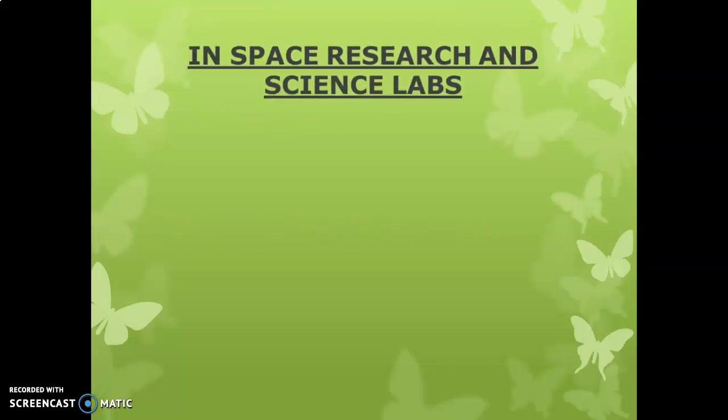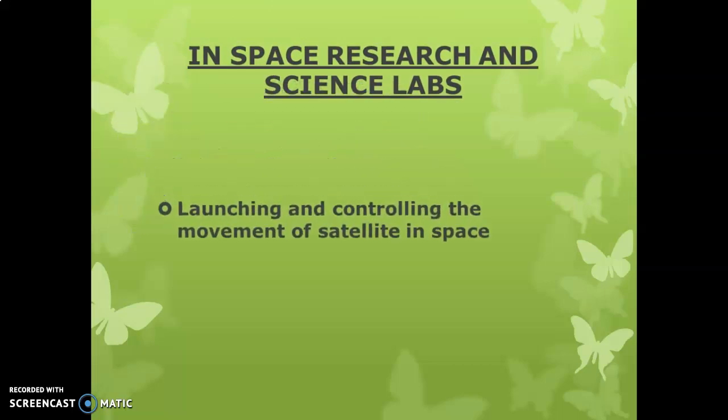Next is space research and science labs. So what is the use of computer in space research? They can check, they can launch, and they can also control the movement of the satellite in space. And they also forecast the weather, what will be the weather tomorrow, whether it will be rainy, cloudy, or sunny. So that is also being done in space research.